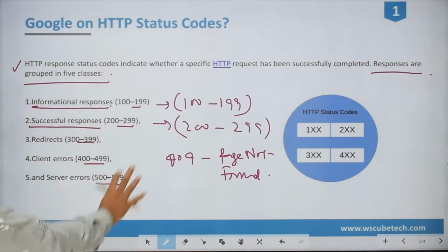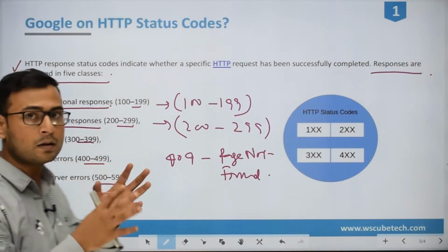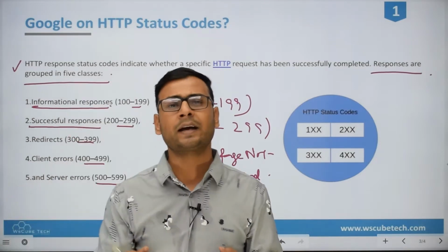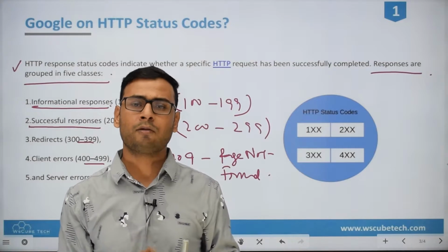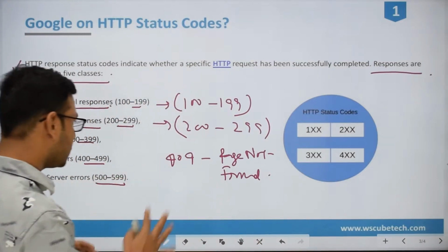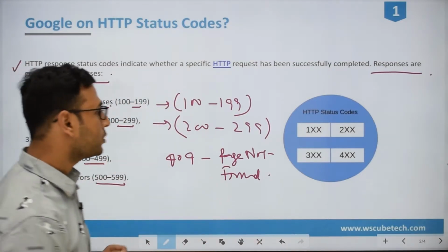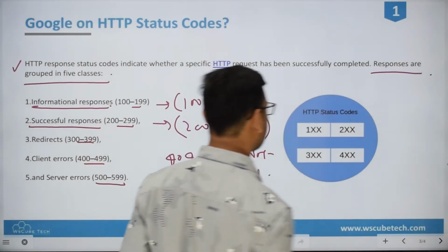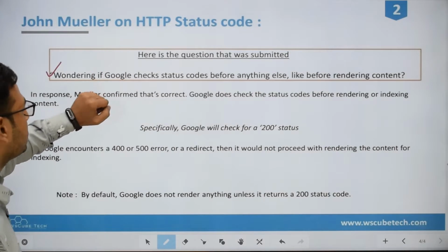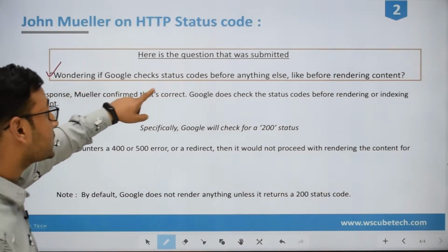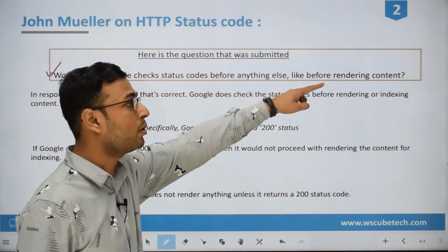So, these are the response codes. When the crawler comes to your website or web page, it checks what kind of response is coming from this particular web page, right? After getting the response, the crawler acts. These are the various status codes that I have discussed. Now, coming to the main point, the basic topic of this video: wondering if Google checks status codes before anything else, like before rendering content.